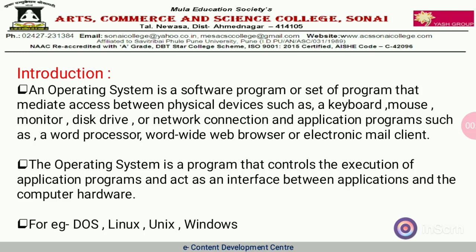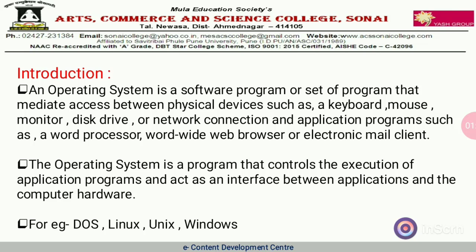An operating system is a software program or set of programs that mediate access between physical devices such as a keyboard, mouse, monitor, disk drive or network connection, and application programs such as a word processor, World Wide Web browser or electronic mail client. Means operating system works as a mediator. Operating system works as a middleman between the physical devices and the application program.